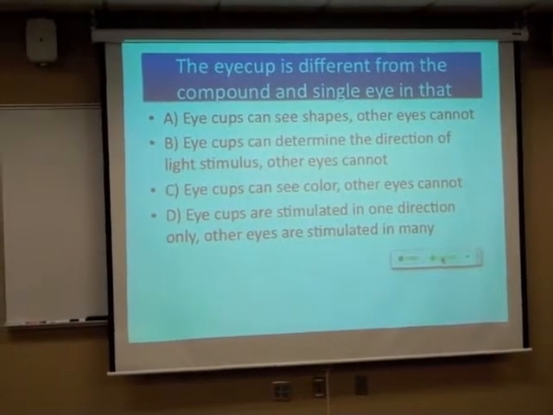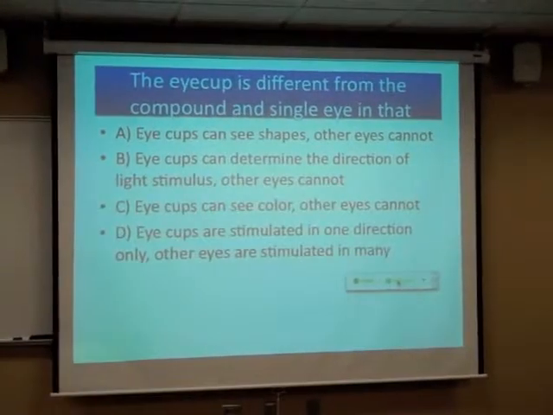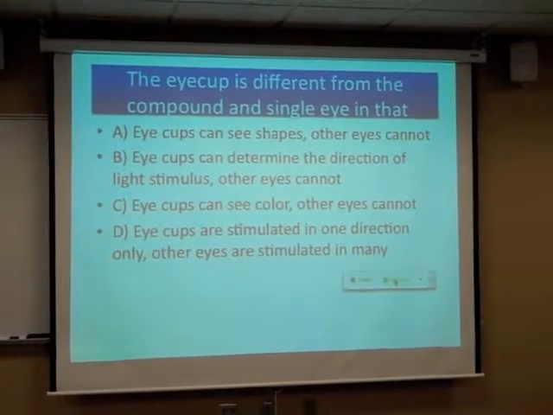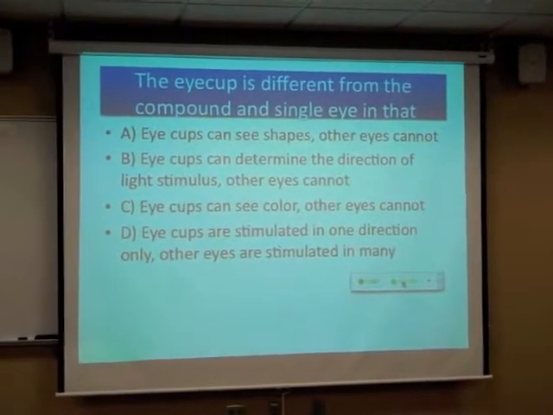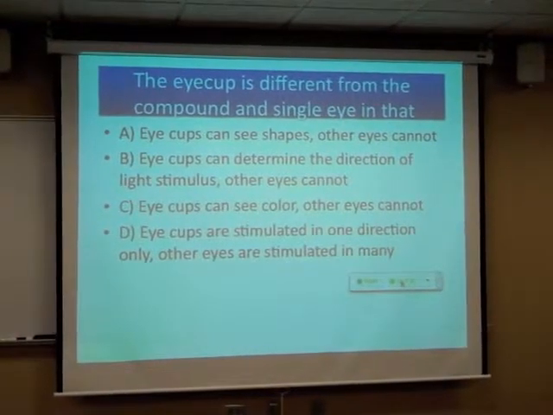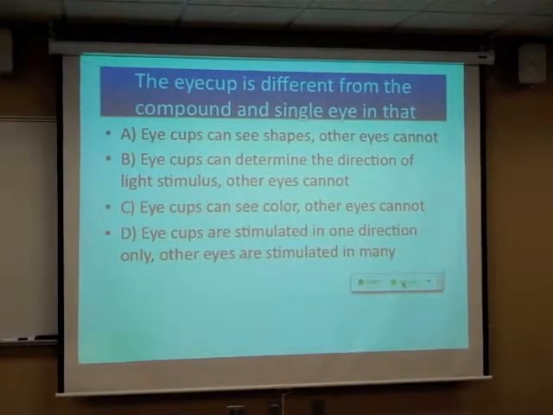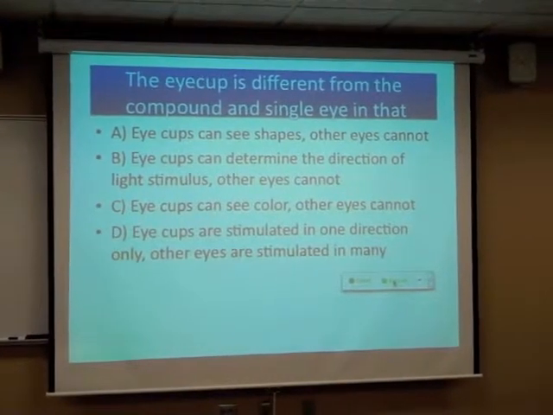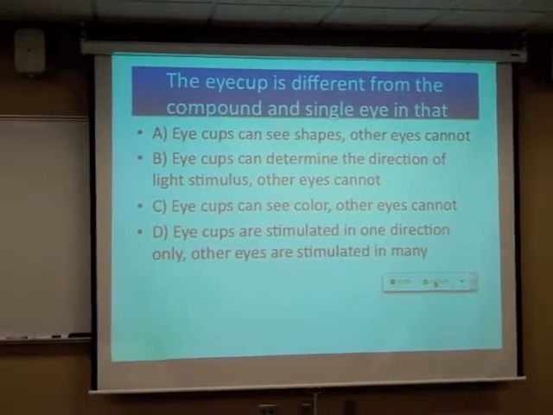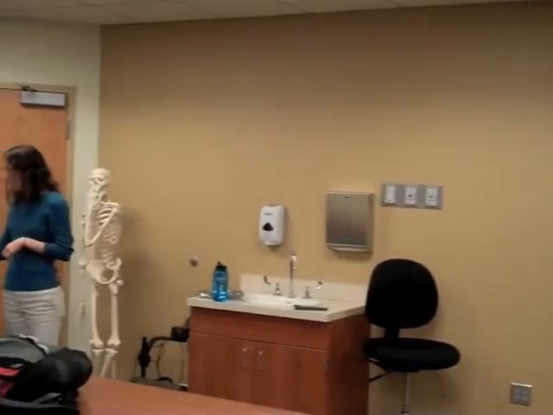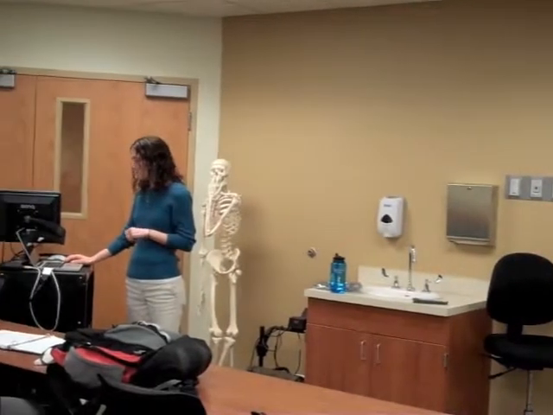Well, B is true. I-cups are unique in that they detect light versus dark. They can give the organism the ability to move to the light or away from that light. But other eyes can tell us where light is as well. We as humans have the ability to detect where light is coming from in our environment as well. So it's not unique in that respect.